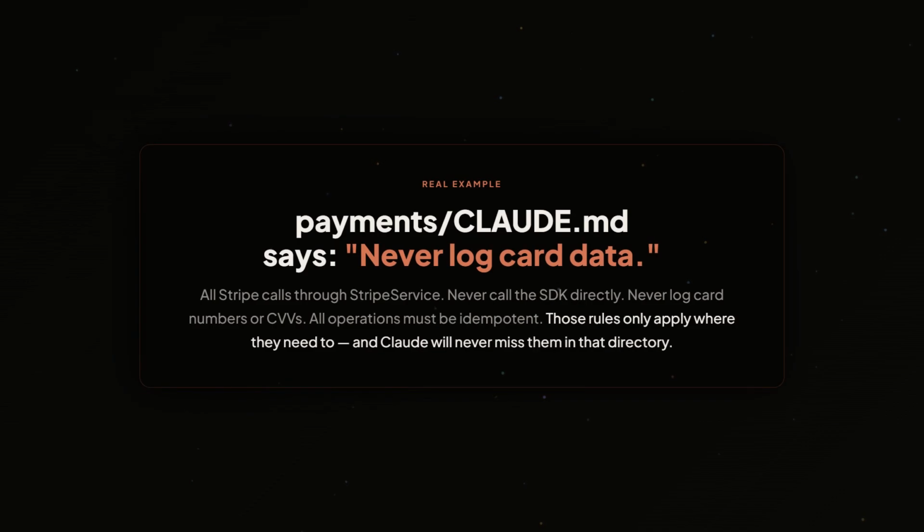Consider a payments directory. Its CLAUDE.md might say, all Stripe calls go through the Stripe service class. Never call the Stripe SDK directly from feature code. Never log card numbers or CVVs under any circumstances. All payment operations must be idempotent. Those instructions only apply where they need to, and Claude will never miss them when working in that directory.